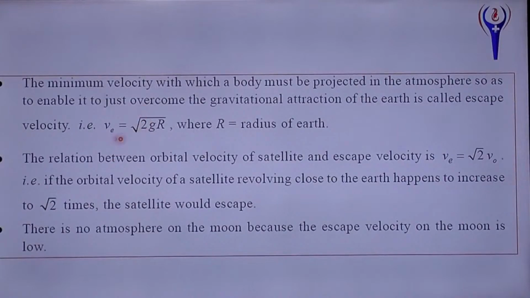And what is escape velocity? It is the minimum velocity with which a body must be projected in the atmosphere so as to just escape from the Earth's gravitational force or attraction. That is called escape velocity. V equal to √(2gR), where R is the radius of the Earth, and for Earth the value will be how much? V equal to 11.2 kilometer per second. If you are able to run 11.2 kilometer in 1 second, then you will escape from the Earth's surface.